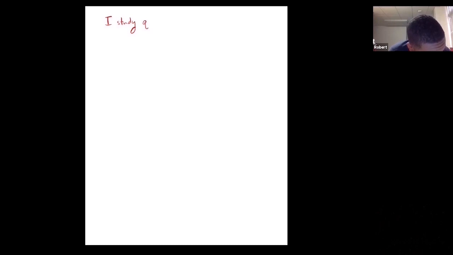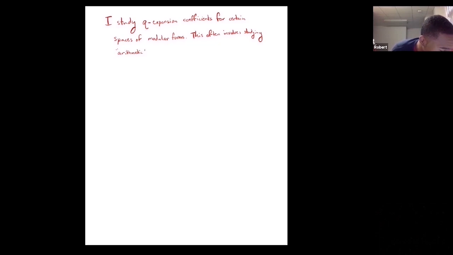Nice. So as of now, with recent stuff that you've been doing, what are the broad themes that your research does with these modular forms in number theory? Yeah, so right now my research is a little bit narrow, but I will just say that I study Q expansion coefficients for certain spaces of modular forms. You could also say that this often involves studying arithmetic properties of these coefficients.